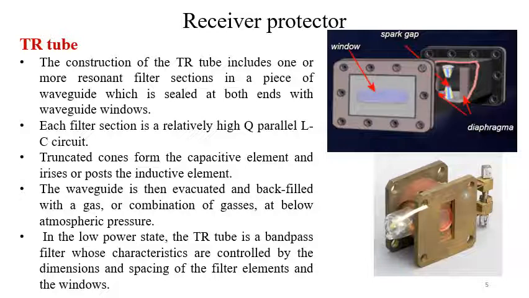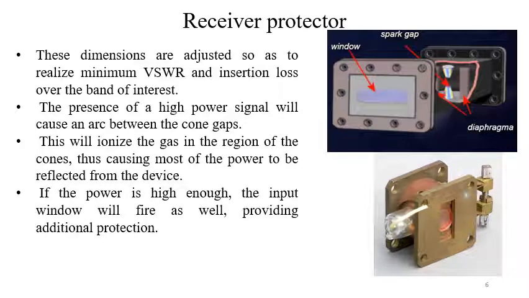In the low power state, the TR tube is a bandpass filter whose characteristics are controlled by the dimension and spacing of the filter elements and the windows. So these dimensions are adjusted so as to realize minimum VSWR and insertion loss over the band of interest. The presence of a high power signal will cause an arc between the cone gaps. These are the cone gaps.